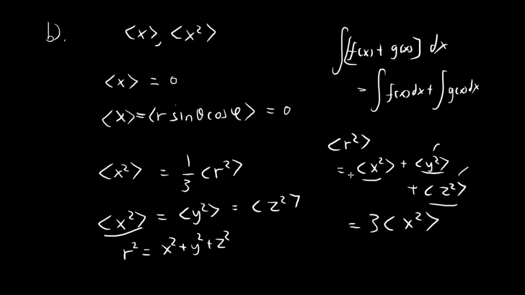And so we can just divide this 3 over to the other side. You can see that the expected value of x squared is just 1/3 of the expected value of r squared. And in the last video, we found that this is equal to 3a squared. So in the end, the answer is just a squared. So these are your two answers. This is the expected value of x. This is the expected value of x squared. So this is part B.